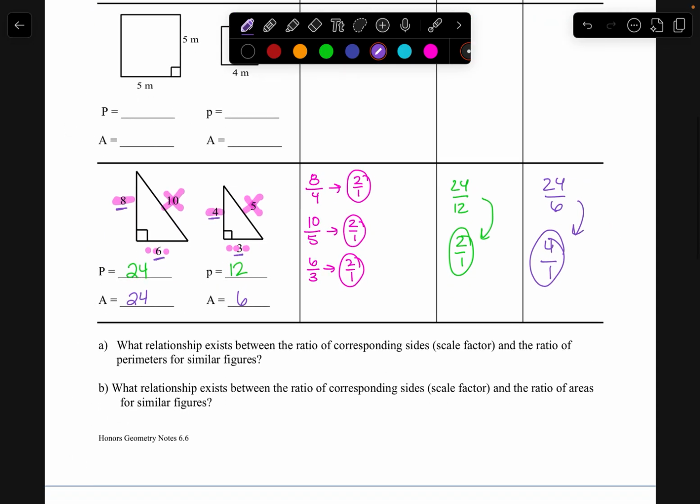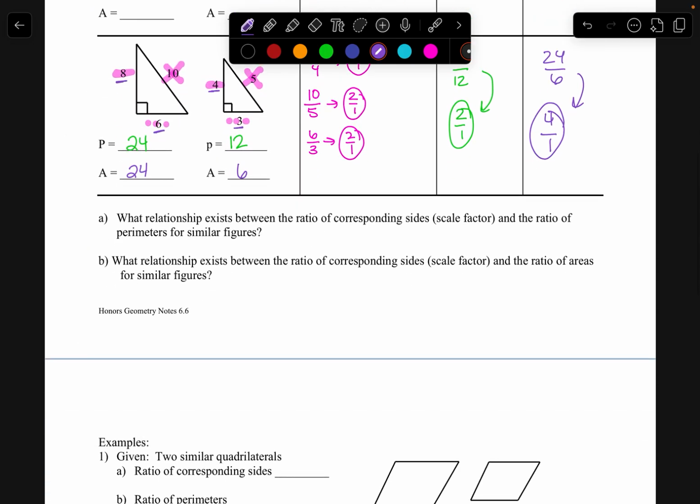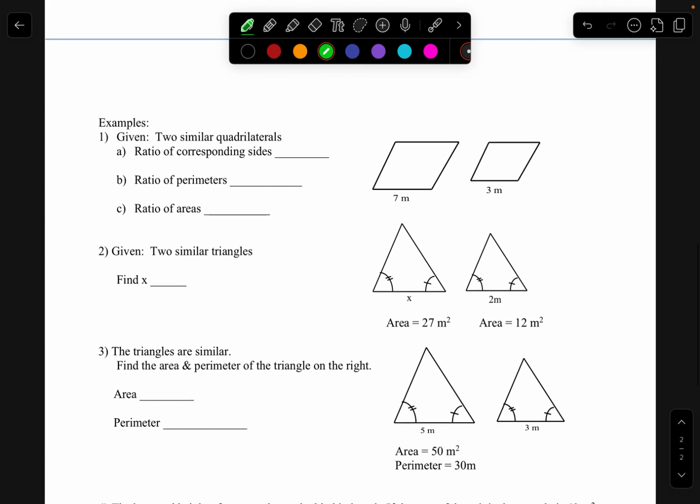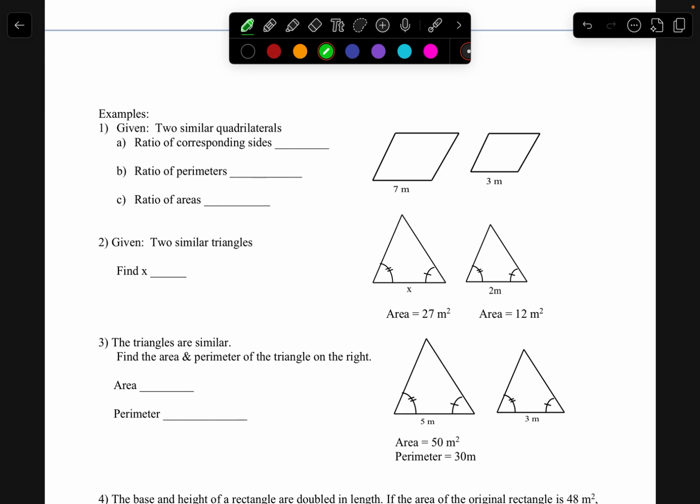Okay. So part A says, what relationship exists between the ratio of sides and the ratio of perimeters? They're the same. We've already seen that. And then what relationship exists between the ratio of sides and the ratio of areas? So your area ratio is your sides squared.